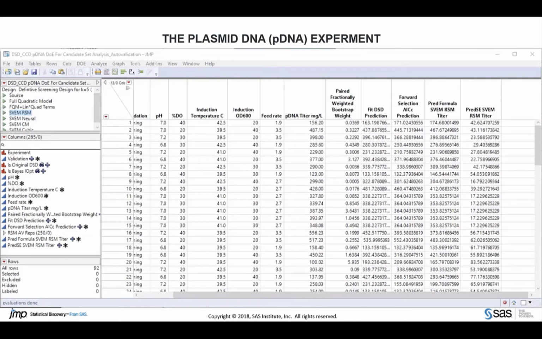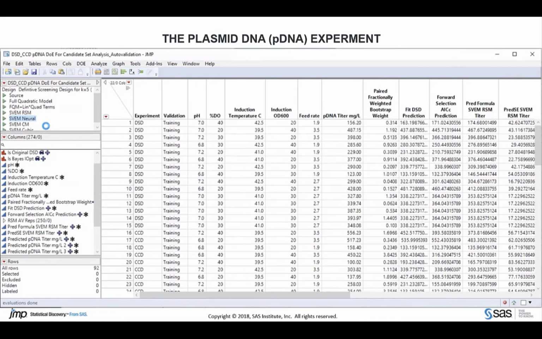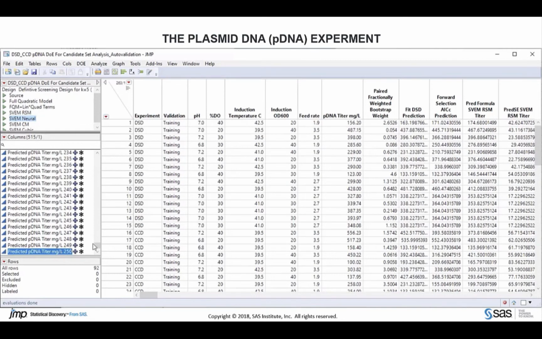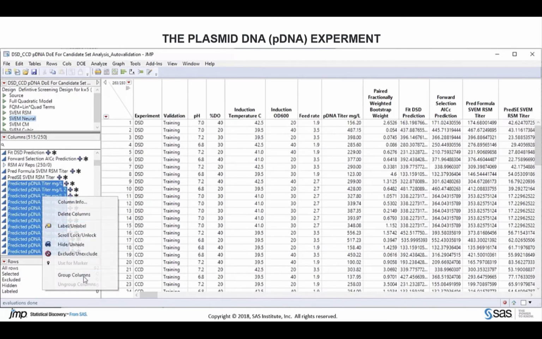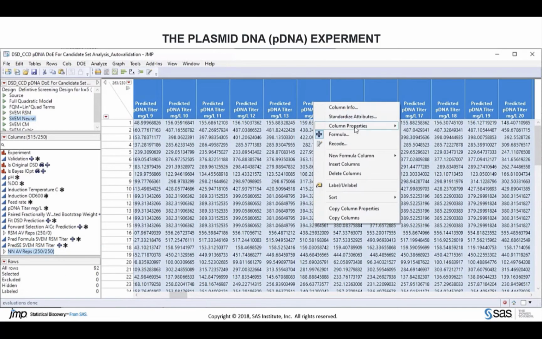So now I'm going to try something a little bit adventurous. I'm going to take the complete data set with all the DSD and CCD runs together, and I'm going to fit an S-VEM neural network to it. This way we can see how close the other classical approaches and the S-VEM model that was fit to the DSD are at recovering the shape of a sophisticated model that is being fit to all the rows in the data set. So I go ahead and get this set up, and we will go to the profiler and take a look.